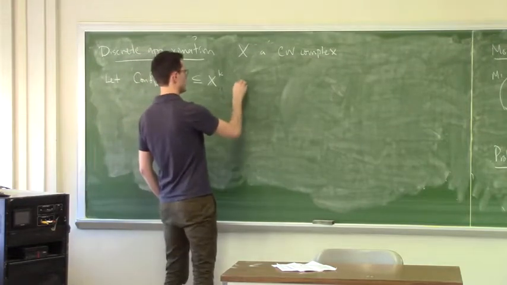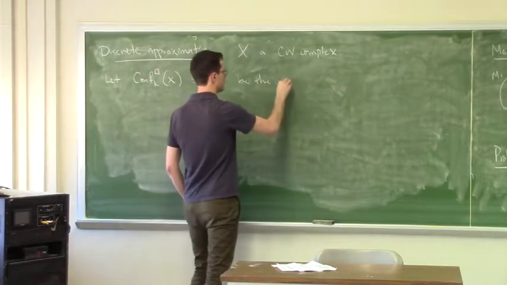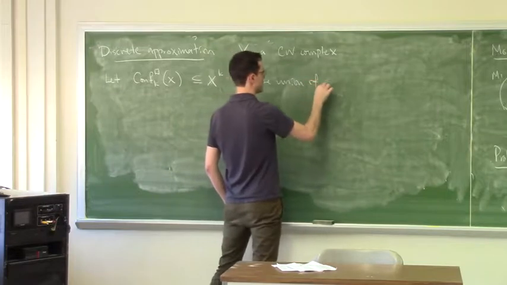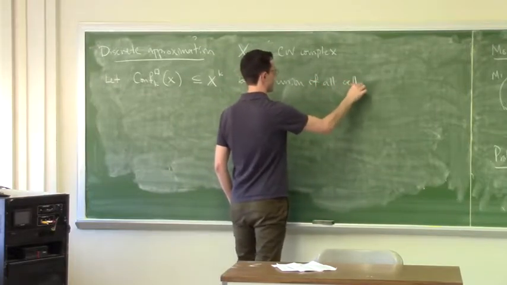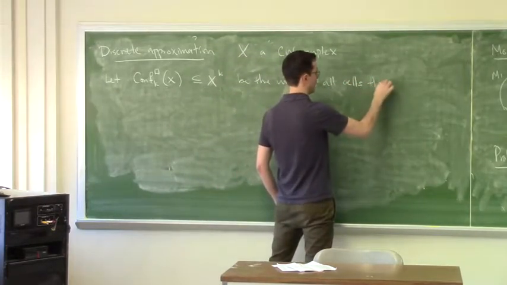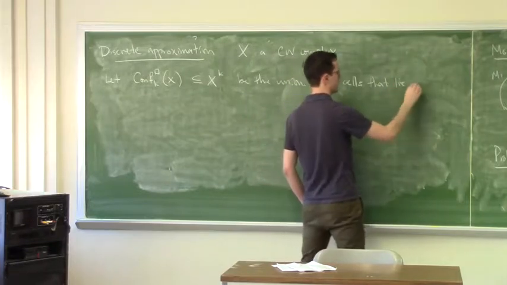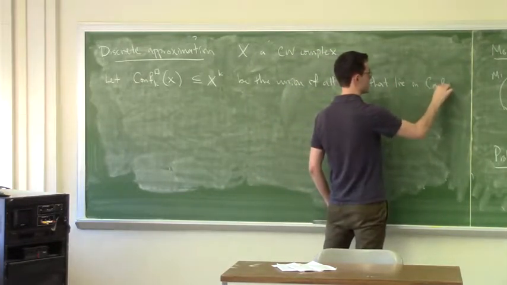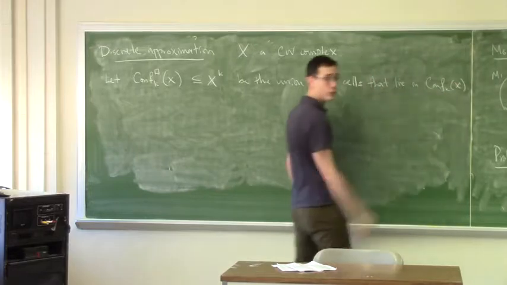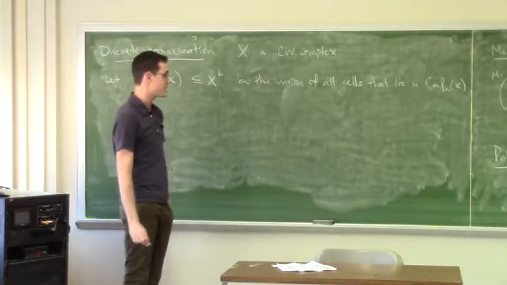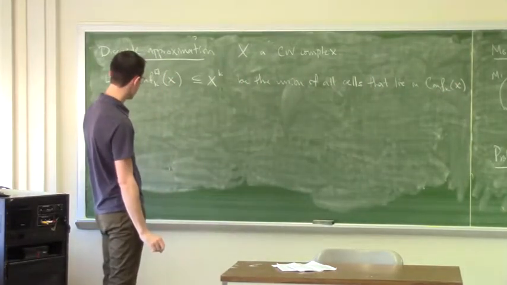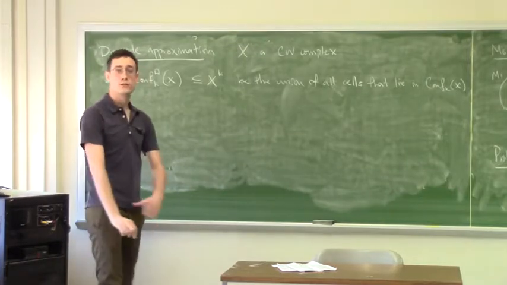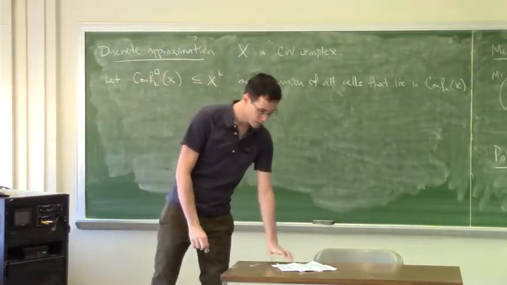And it's just the union of all of the cells in X^k that lie entirely inside of the configuration space. So no closed cell is allowed to intersect the fat diagonal. These are open cells. These are closed cells.